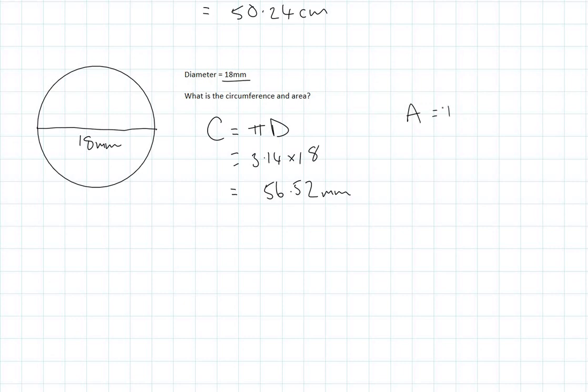The area, my formula is pi r squared. Now for this, I need to find the radius. So the radius is half the diameter. In this case, it's going to be 9 millimeters for the radius. So I'm going to put into my calculator 3.14 times 9 squared. And that gives me 254.34. Remember, it's an area, so it's got squared units. Whatever the length unit is, squared. And that's how to find the circumference and area of a circle.